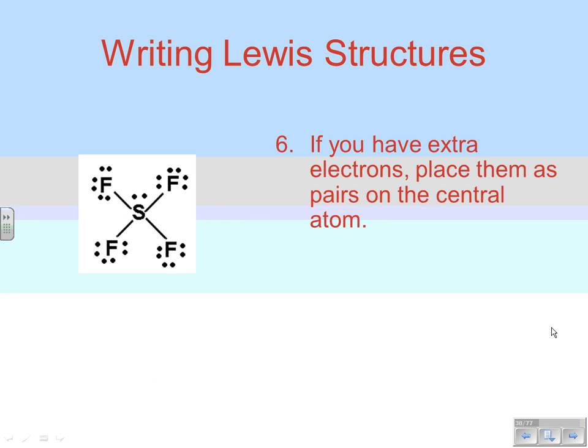Now the last situation you may run into is if you have too many electrons. In other words, my fluorines each have 8 by putting 6 dots around them. My sulfur had 4 single bonds, so it's got 8, but I had to put 2 more electrons somewhere. Well, you're always going to put extra pairs of electrons on the central atom. And what you end up with here is an expanded octet situation, which is something we'll be getting into more in the next couple of days.